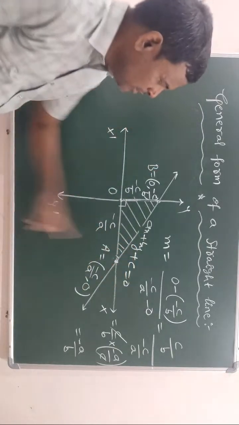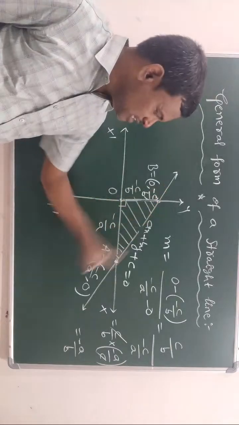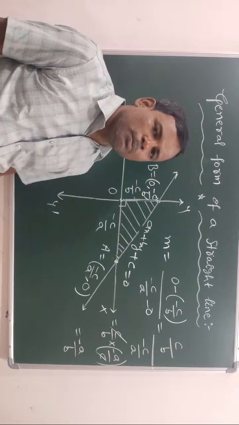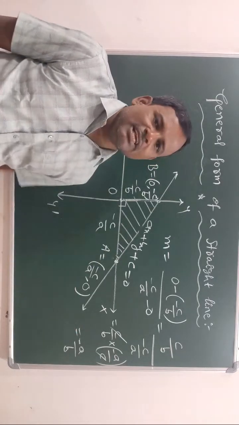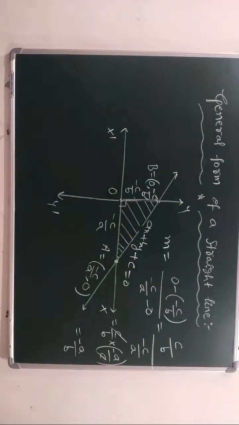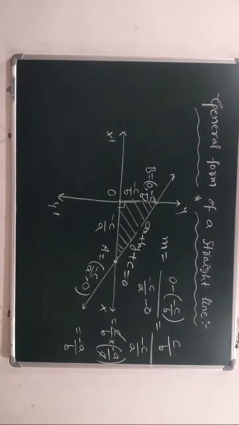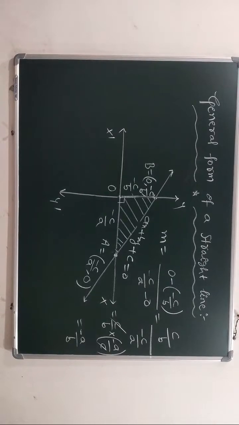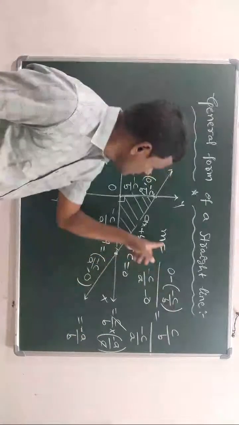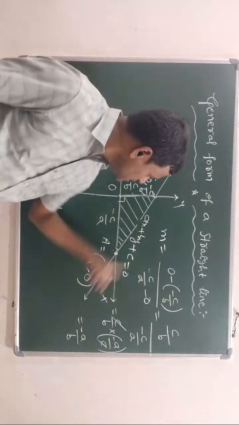If I give equation of the line like this, ax plus by plus c equal to 0, what will be the slope of this line? Minus a by b. Please remember that. Okay, minus a by b. Minus a by b. Here a means x coordinate, b means y coordinate.